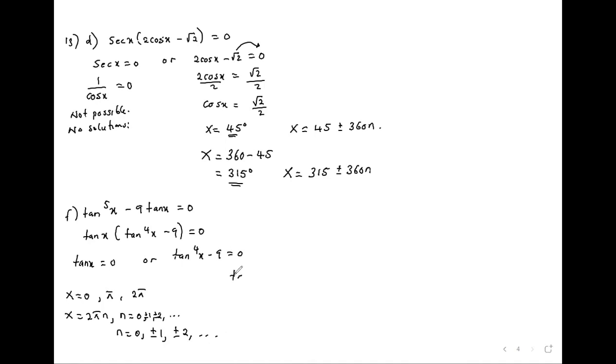This is a guy like this one. You can say tan squared x minus 3 times tan squared x plus 3. So tan x is equal to root 3 and tan x is equal to negative root 3. Of course here no, but here you have plus or minus.